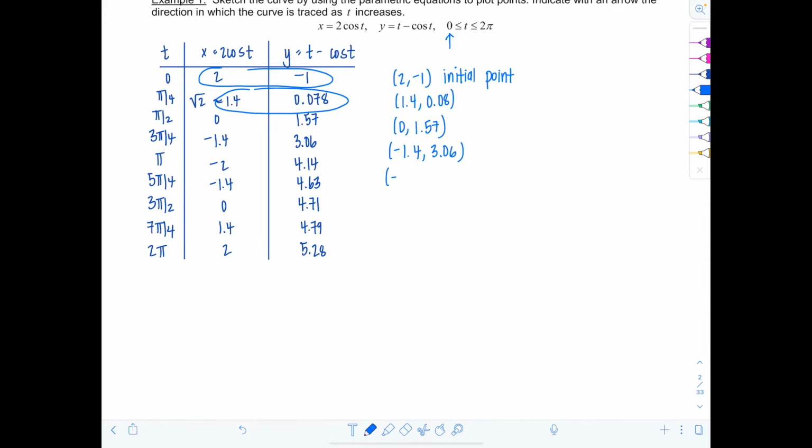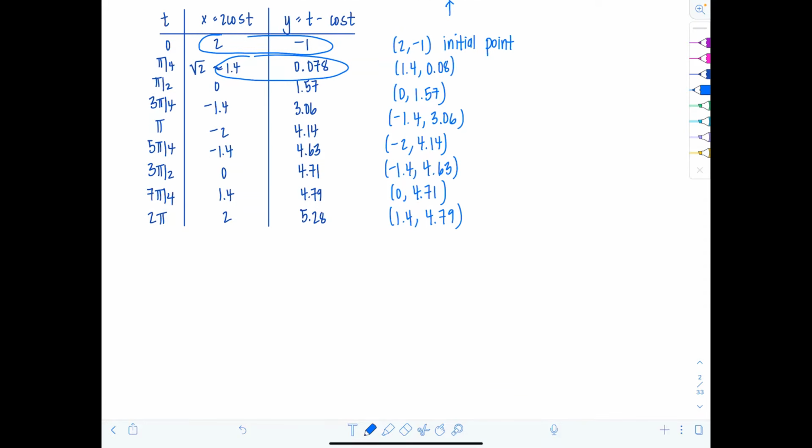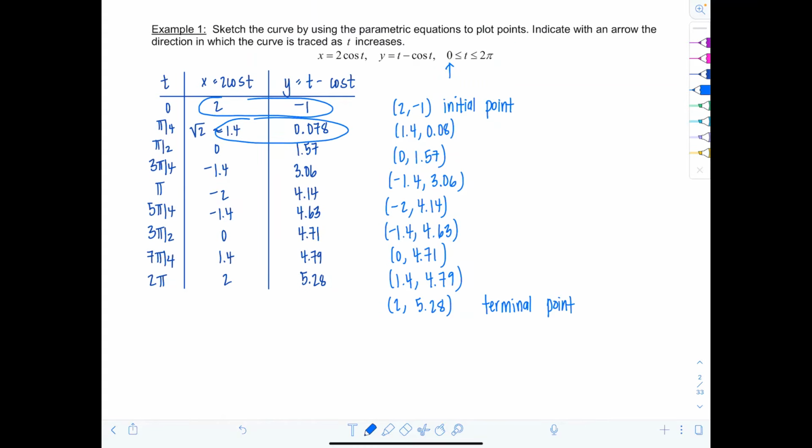3.06, negative 2, 4.14, negative 1.4, 4.63, 0, 4.71, 1.4, 4.79, and then 2, 5.28, and then this is our terminal point. Because notice that last point came from substituting in 2 pi for t, and that's what the upper limit is on our parameter, the bound, okay?